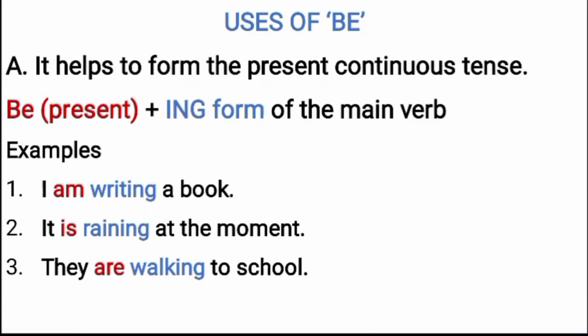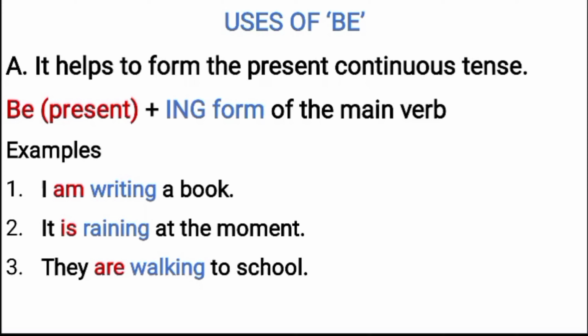A. The verb be helps us to form the present continuous. The form of the present continuous is the present form of the verb be, that is, am, is, or are, plus the ing form of the main verb. Let me take that again. The form of the present continuous is the present form of the verb be, that is, am, is, or are, with the ing form of the main verb.